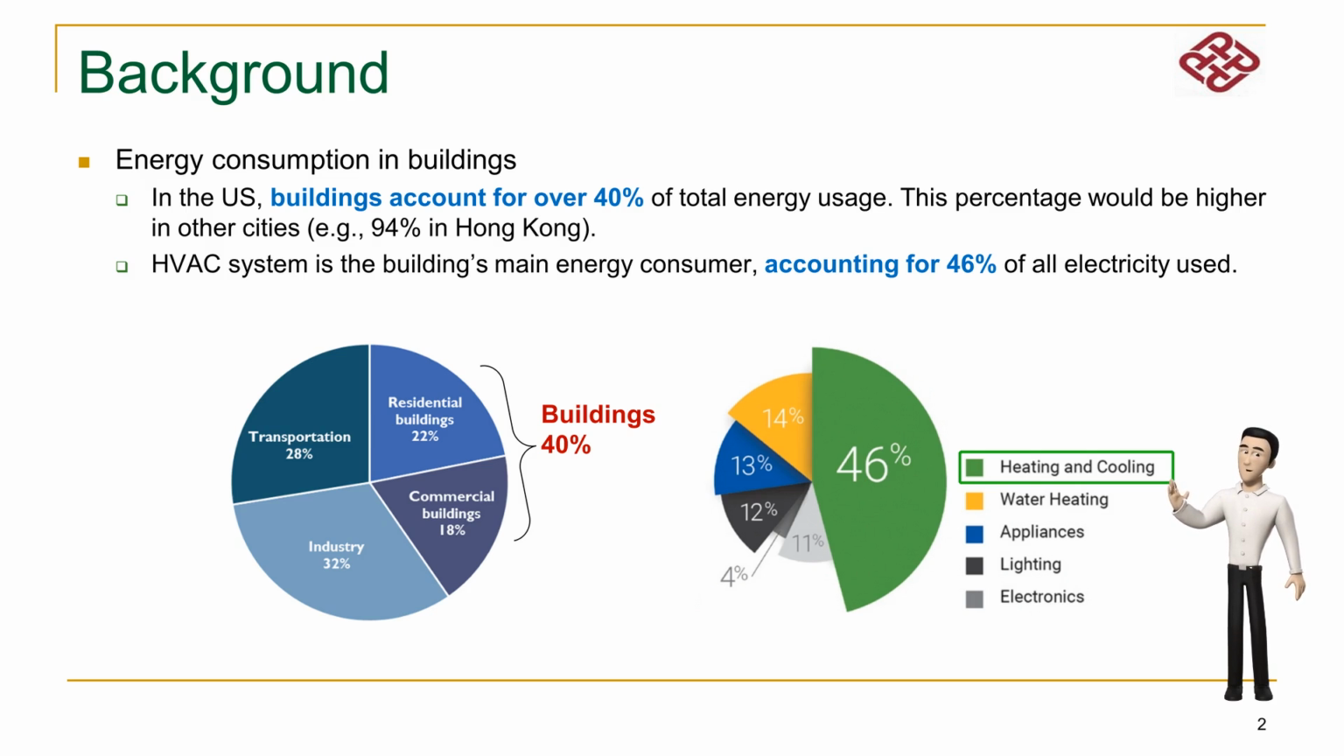Buildings are major energy consumers in modern society. In the US, buildings account for over 40% of total energy usage. In another city, like Hong Kong, this value is as high as 94%. In the building, the HVAC system is the main energy consumer, accounting for 46% of all electricity used.